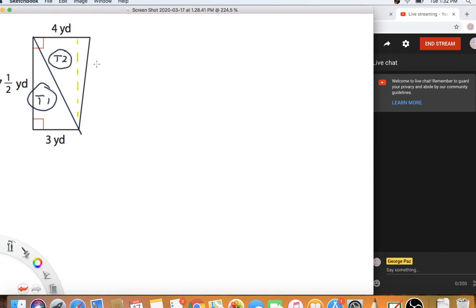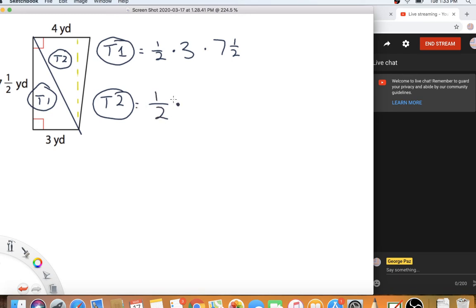So when I solve this for triangle 1, which is this one right here, we would do 1/2 times the base, which is 3, times the height, which is 7.5. And then for the second triangle, we would do 1/2 times the base. And here the base would be this bottom part of the triangle.